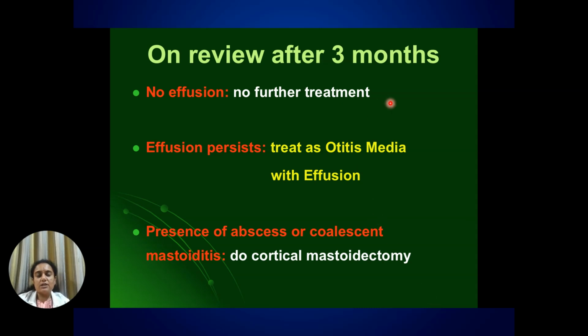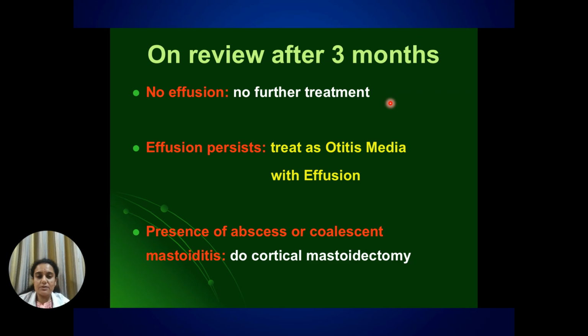Suppose after 3 months there is no fluid accumulation and the tympanic membrane and middle ear appear to be normal, then no further treatment is needed. But if the fluid persists in the middle ear, there is no ear pain and deafness, but fluid accumulation with mild ear block, if it is persisting, we have to treat it like an otitis media with effusion, where we have to do this procedure of myringotomy.